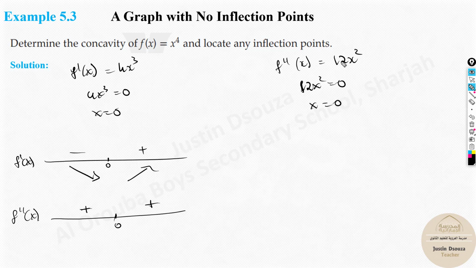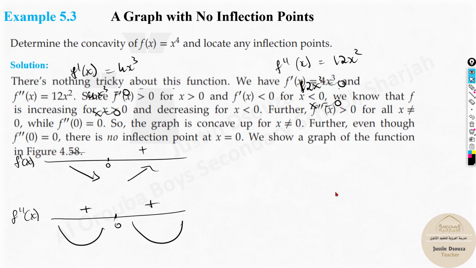Why? Because if you put a minus number inside power 2, it'll be positive. So this will be positive. Even if you put a plus number, it'll be positive. So it'll always open upwards. So there is no inflection point. That's the thing over here. Now that's the reason, and you can see the graph at 0 over here from this. See, you can't use this. This is redundant information over here.